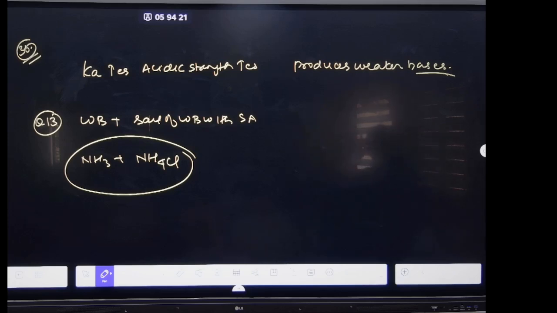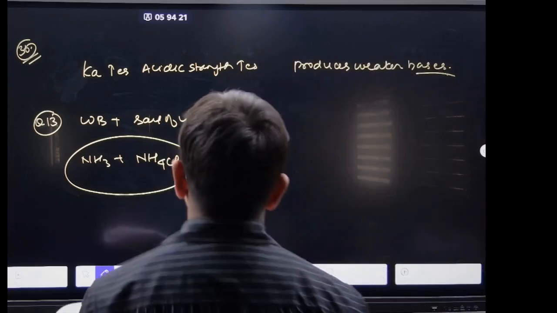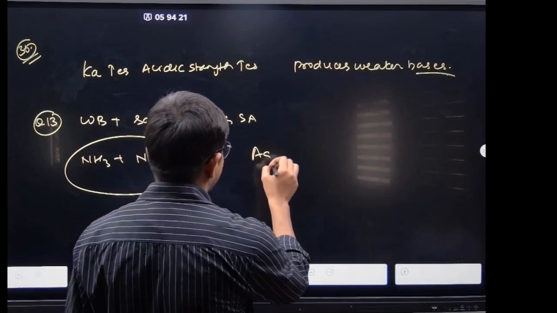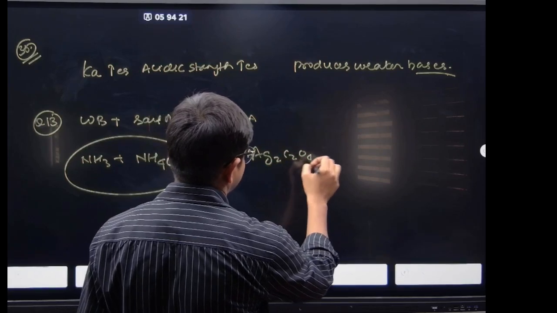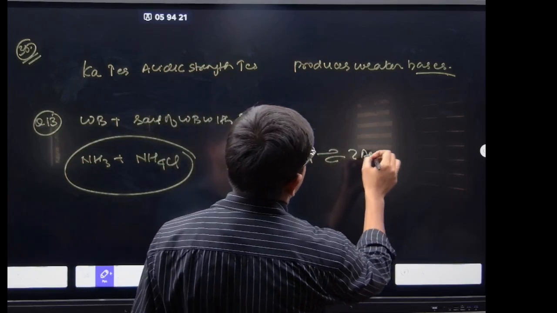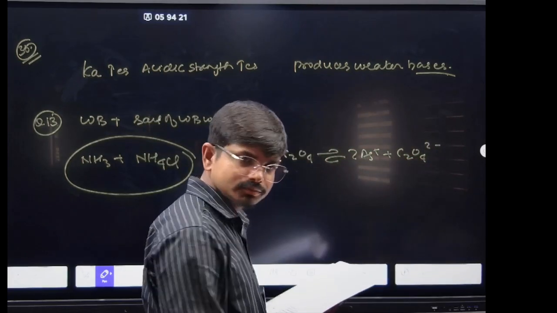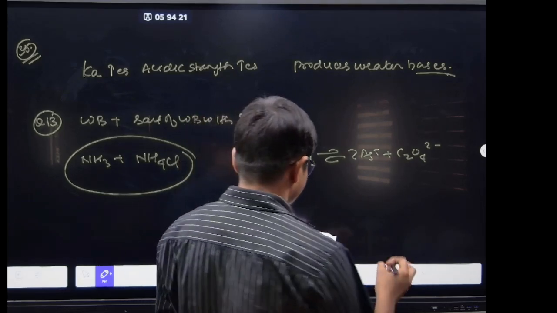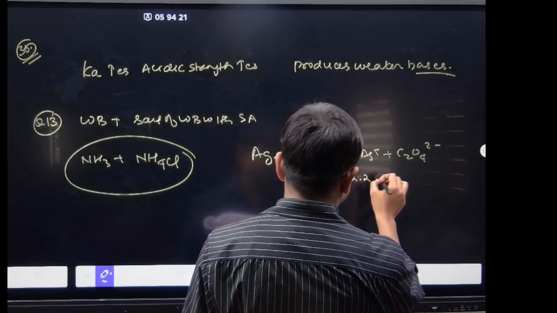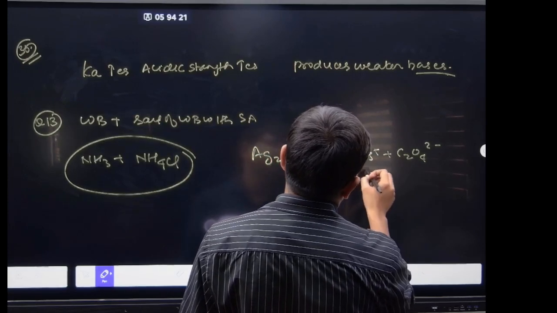Question number 14. Concentration of Ag plus in the saturated solution of this one is given. What is the solubility product for this one? See here. Ag2C2O4, right? It will be 2Ag plus and C2O4 2 minus. Got it? What is the concentration? 2.2. So the solubility will be 2S and S.